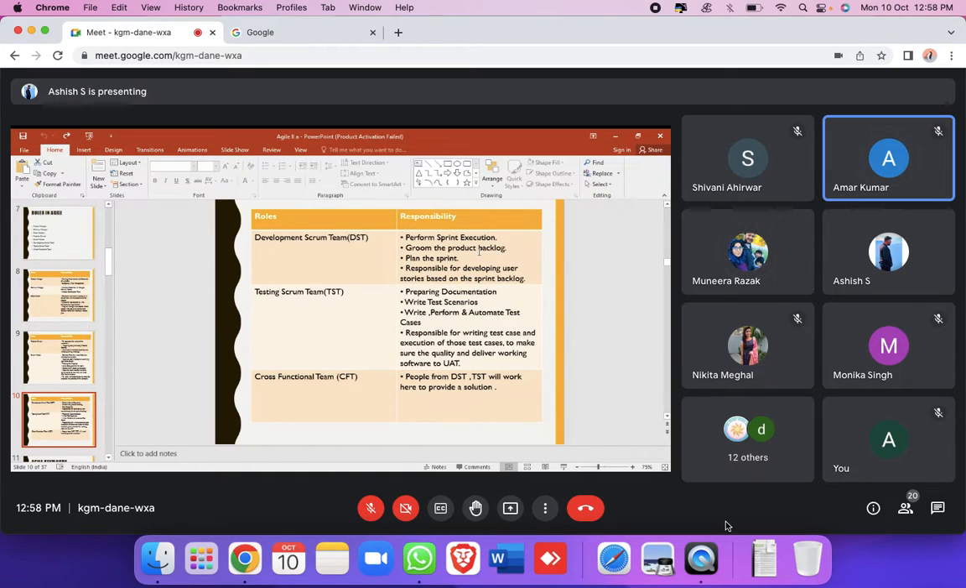Then your cross-functional team: people from the development team and testing team will work here to provide a solution in the test. Cross-functional team members are nothing but the persons who are doing gray box testing. You know what is gray box testing?